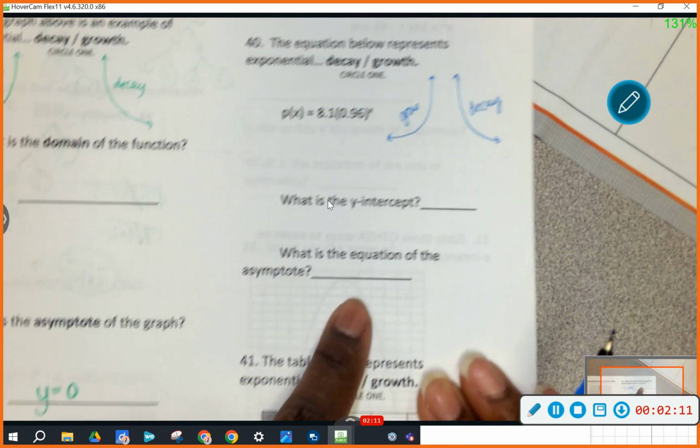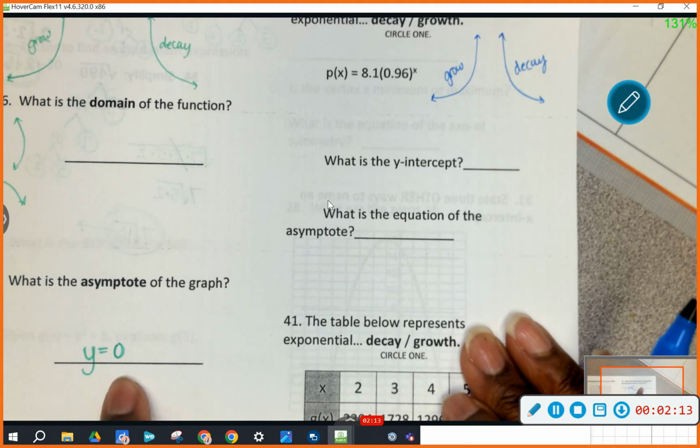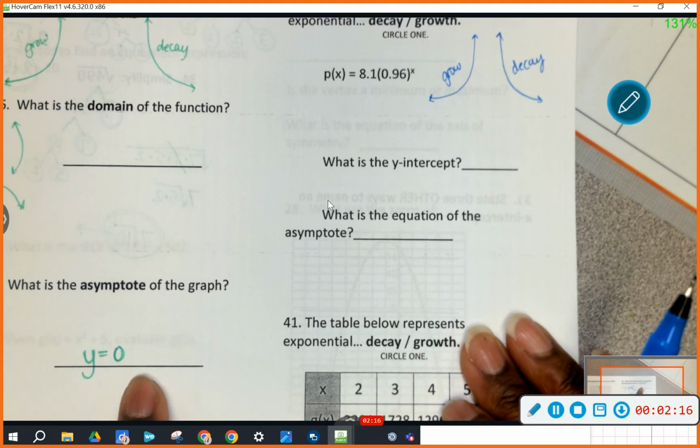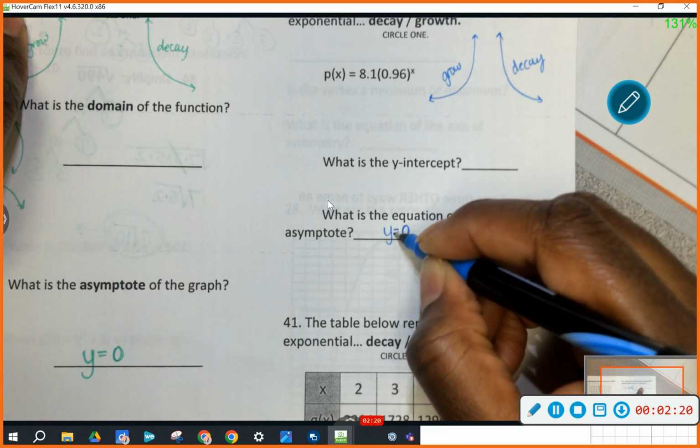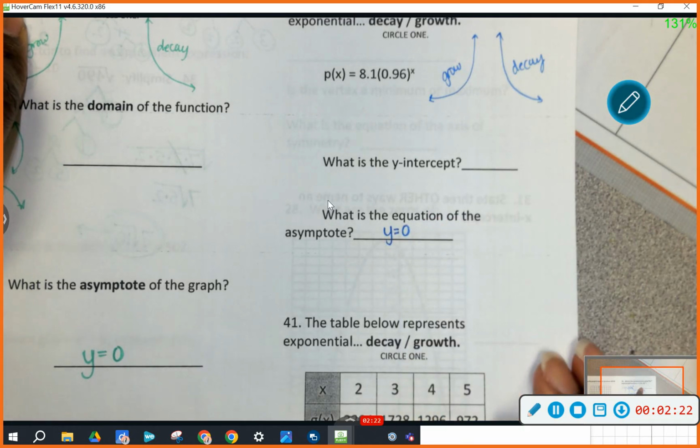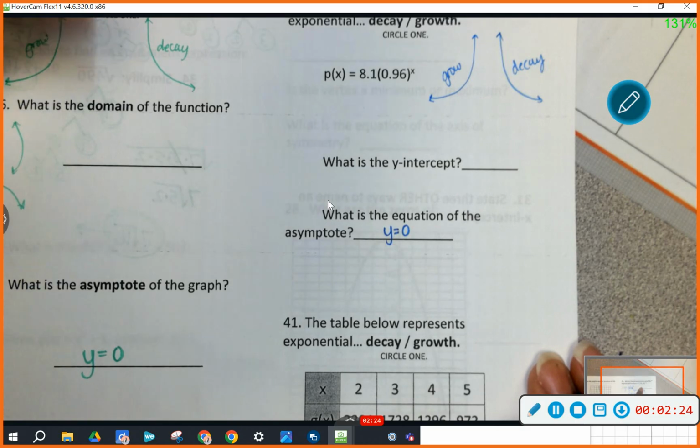What is the equation of the asymptote? It's the same asymptote right here. Same asymptote because this is algebra 1. We don't get too fancy with these exponential decays and all the other type of graphs that have asymptotes, okay?